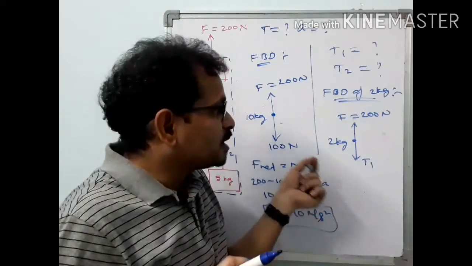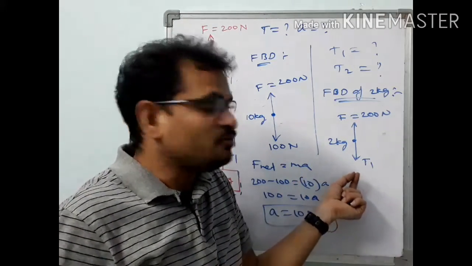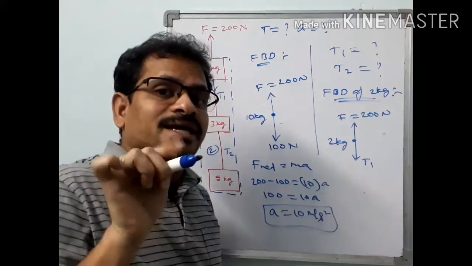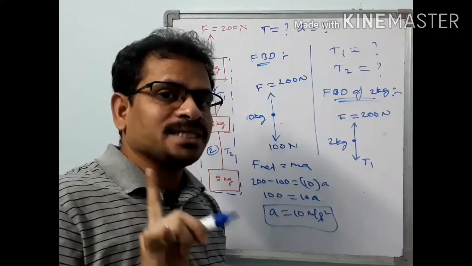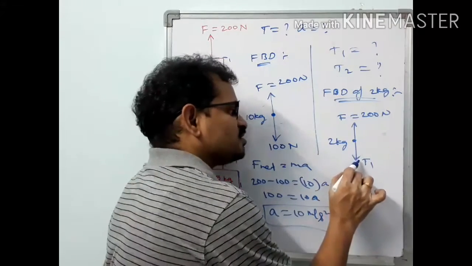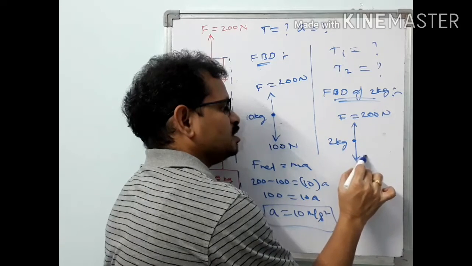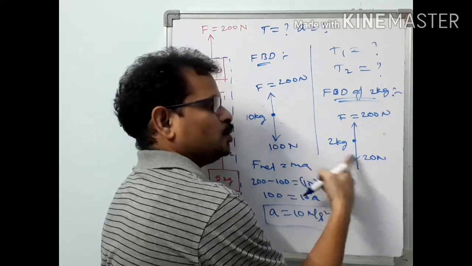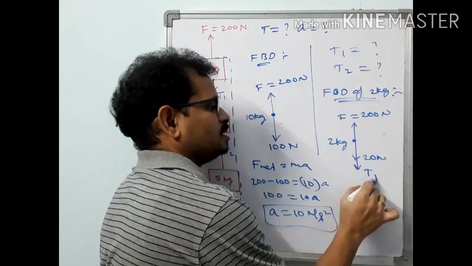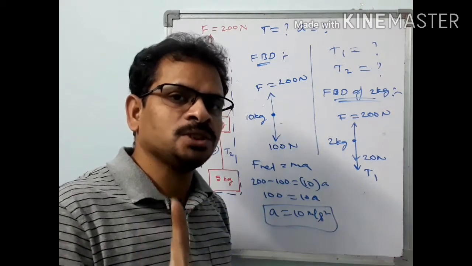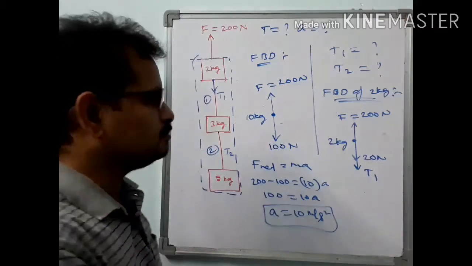Generally, students, you forget to draw the gravitational force after drawing T1. That's why I cautioned you several times before to first draw mg, the gravitational force. This is 20 newtons here because 2 kg times 10 is 20 newtons, and later you can draw T1. So always draw the gravitational force first, otherwise you will surely forget to draw it.